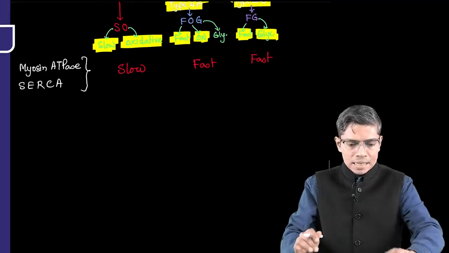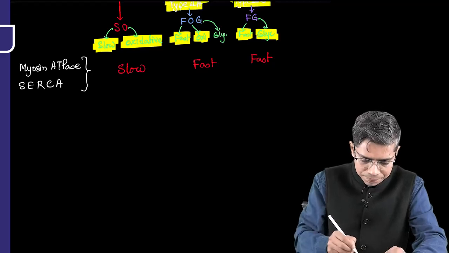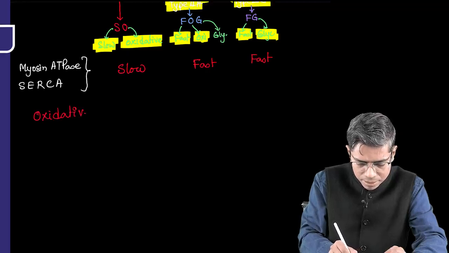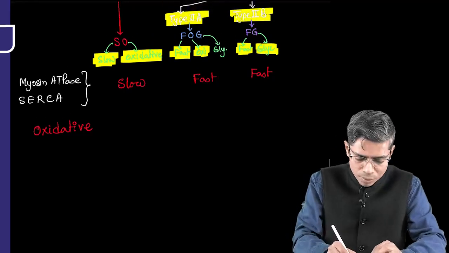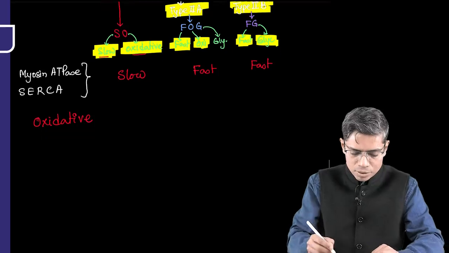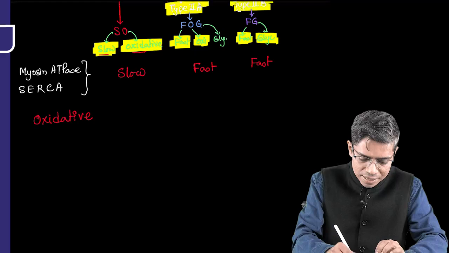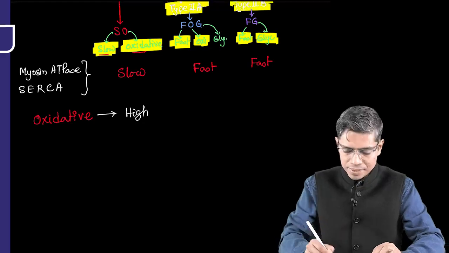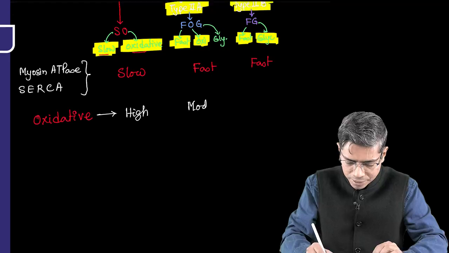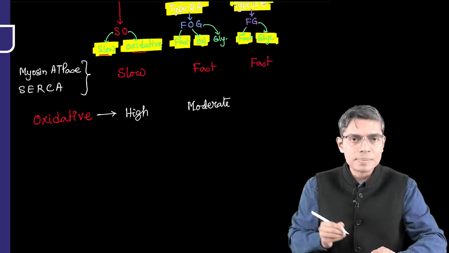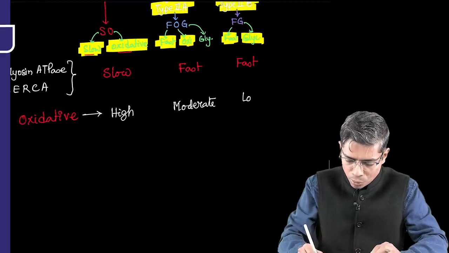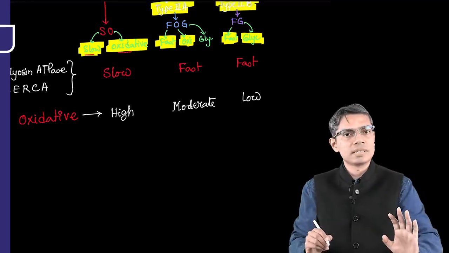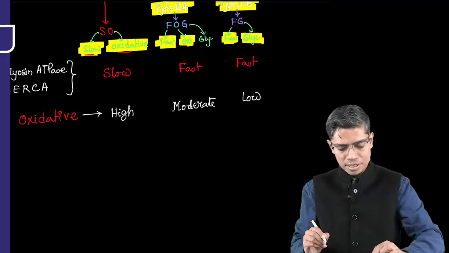Second property is if you look at the oxidative metabolism, the name of type 1 muscle fiber is slow oxidative, means oxidative metabolism is very high in case of type 1 muscle fiber. It will be moderate in case of type 2a muscle fiber. It will be low in case of type 2b muscle fiber, right? So high, moderate, low oxidative metabolism.